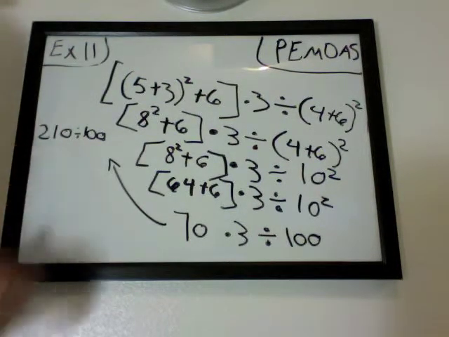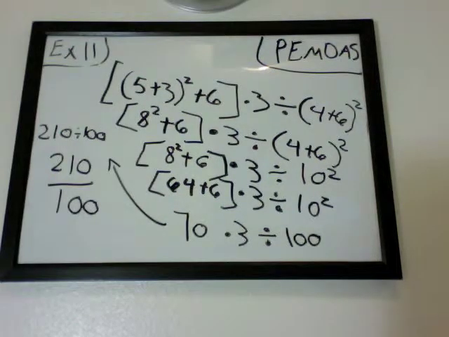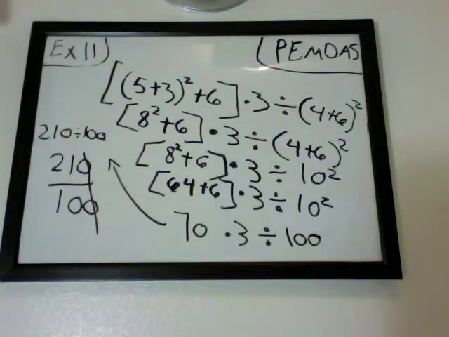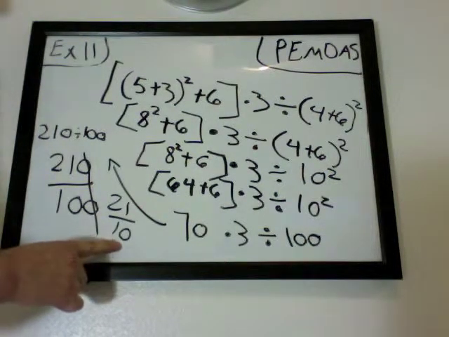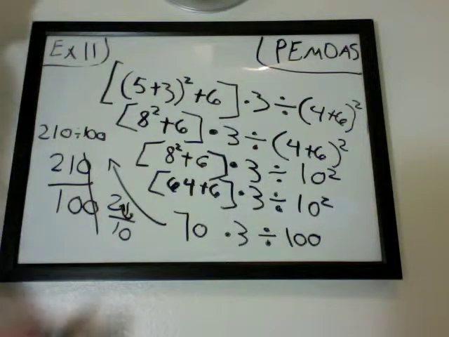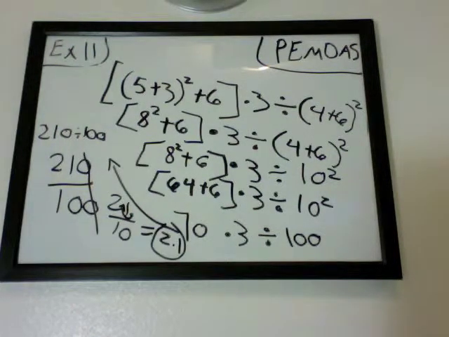We could also rewrite this as 210 over 100, and these zeros will cancel. So you're just left with 21 over 10. And we know how to change that into a decimal form. The 10 just means one place over to the left. So you move the decimal over one place, so it'd be 2.1. And that would be your final answer.